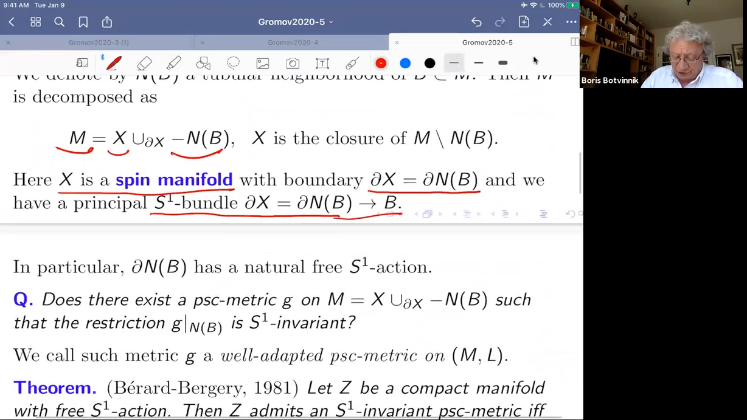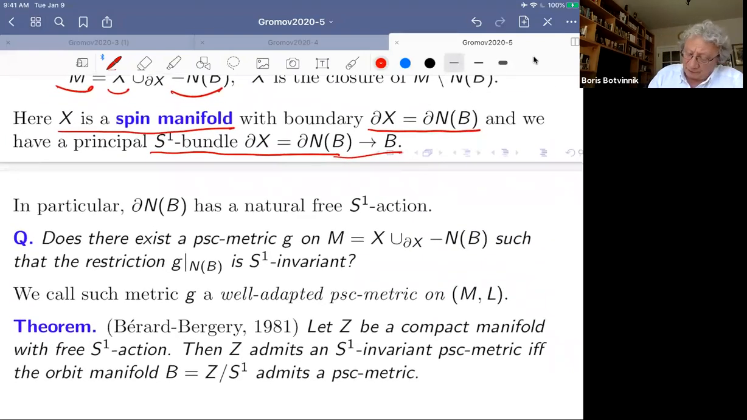And of course, the boundary of this tubular neighborhood has a natural free circle action, and also the whole tubular neighborhood has a circle action, which is free outside of the zero section B. And this is the question we would like to analyze.